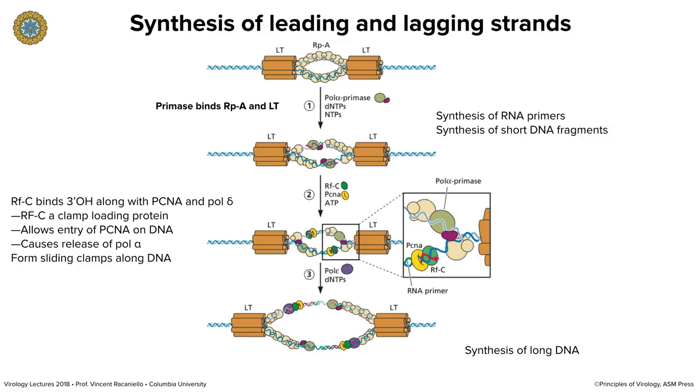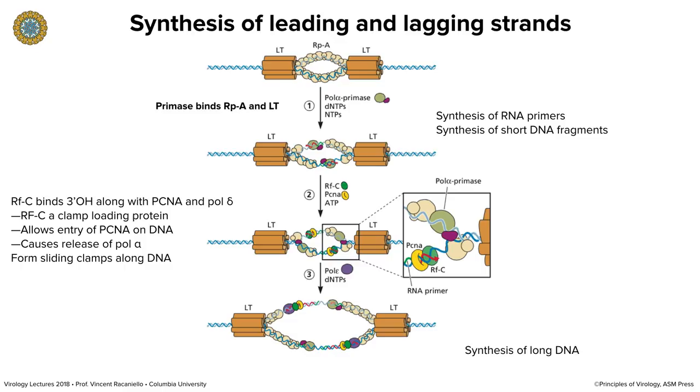And then we begin to make DNA. The first enzyme that comes in is called the primase. This is going to make the primers, the RNA primers, you can tell from the name. And that's brought in via interactions with RPA, which was brought in via T antigen, and also it binds to LT as well. And that primase will first make RNA primers, and then it will make short pieces of DNA.